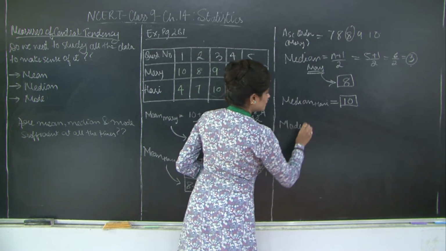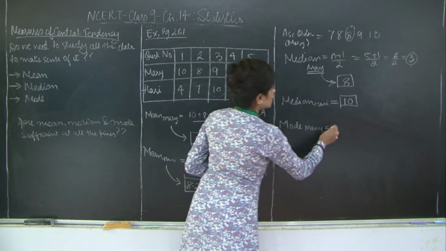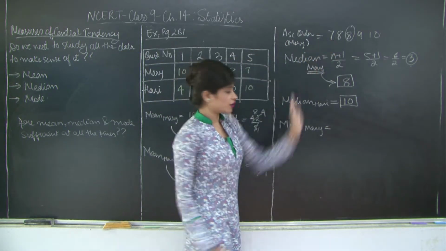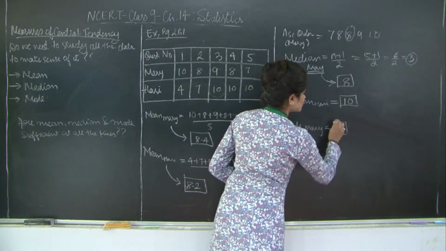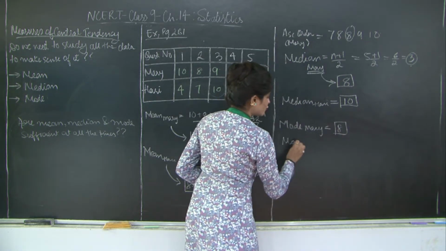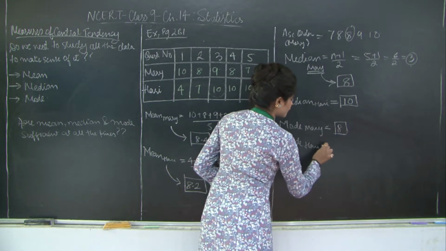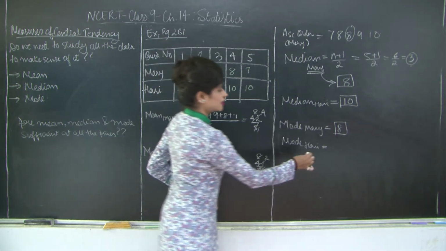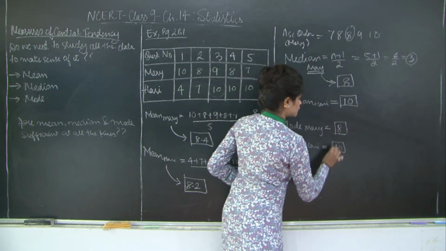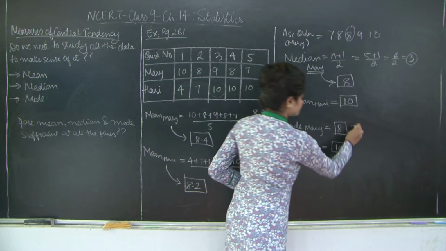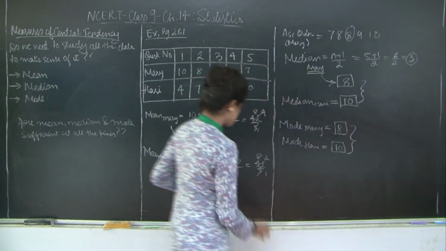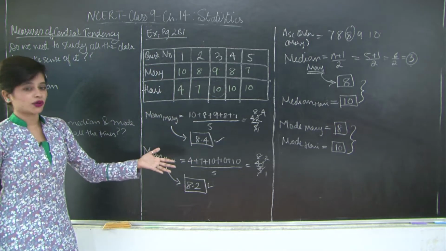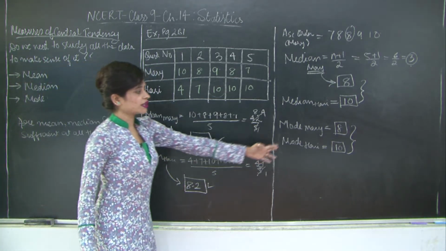So mode for Mary, the number that is repeated the most often. If you see, the mode is 8 because 8 is repeated the most number of times. Whereas mode for Hari, the number that is repeated most often, 10 is repeated thrice. So this is one section for mean, median and mode. Again, the mode for Hari is more than that for Mary.